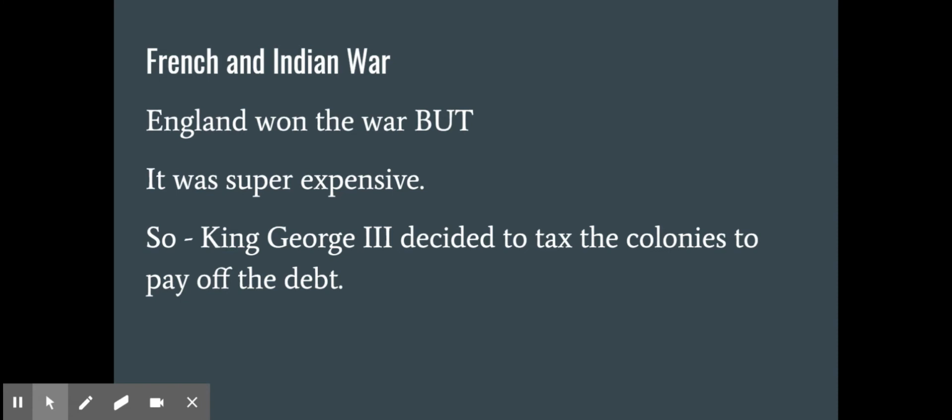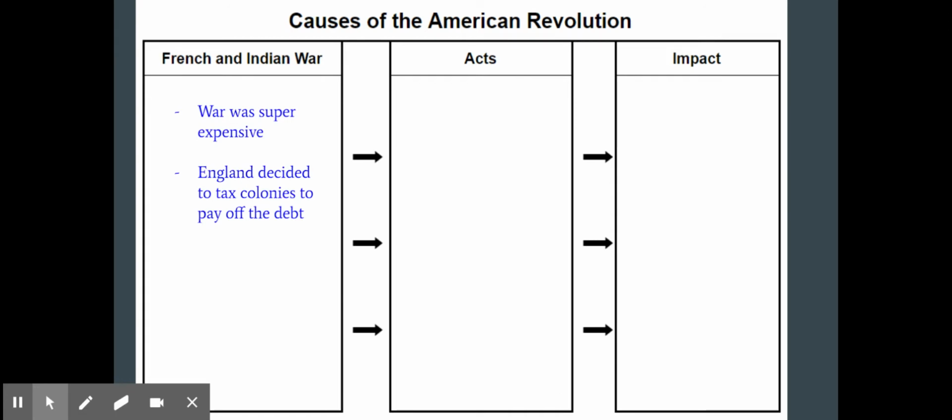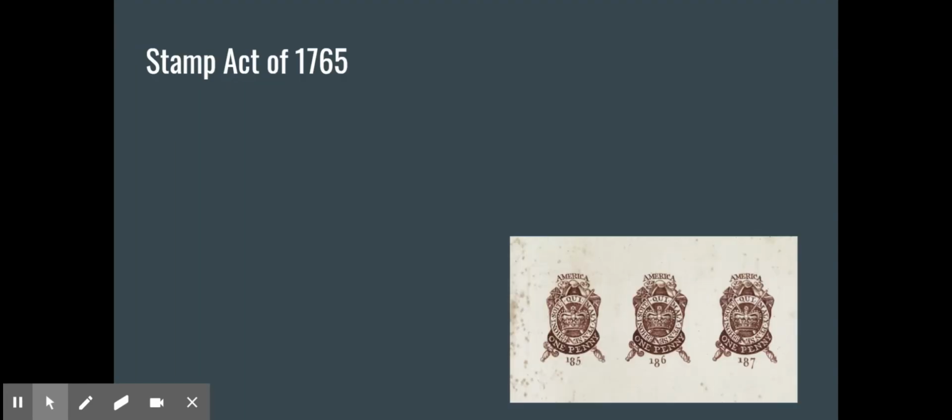So remember, we have taxes now, right? Taxes are a fee that we pay to the government in order to have stuff like schools, roads, services. That's what we do now, right? And so this was the same sort of idea, but these taxes were specifically imposed to pay off the debt from the war. So go ahead and pause and make sure that we have these notes down. That war was super expensive, and so England decided to tax the colonies. Once you have those notes down, let's talk about a couple different acts.